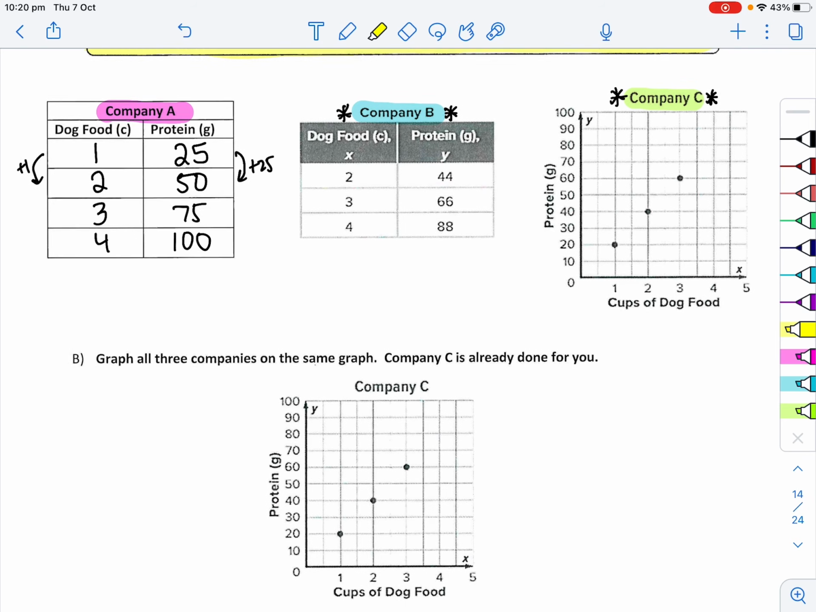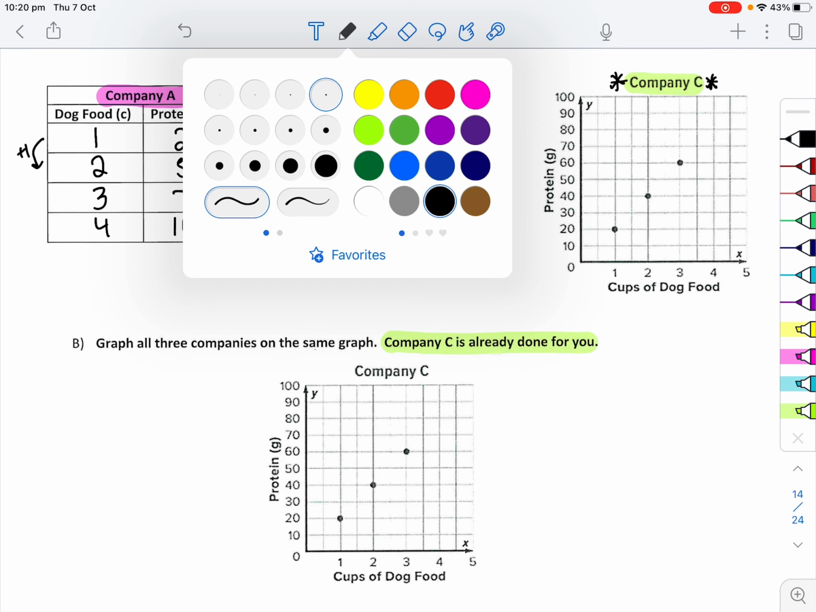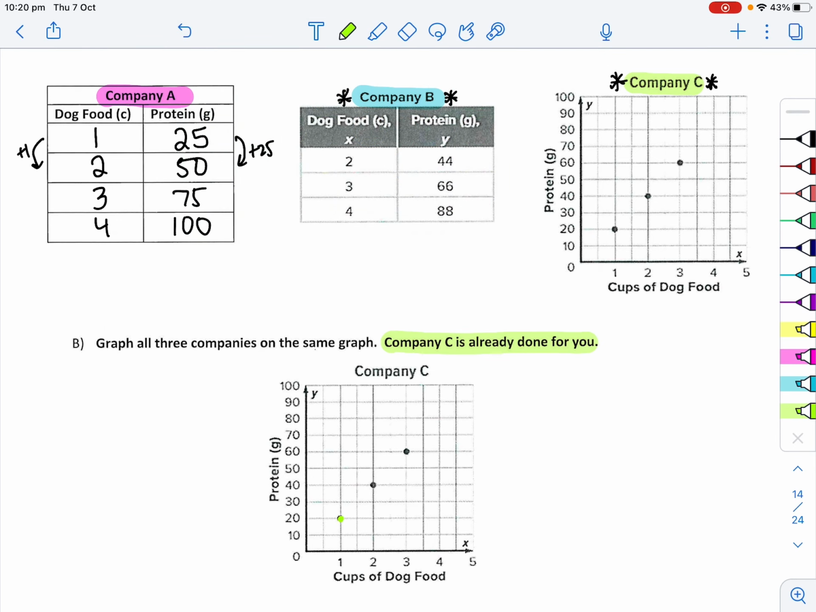So what we're going to do is take all of this information that we already have and graph all three companies on the same graph. Down here, it says that Company C is already done for you. So I'm actually going to go over Company C in green. Company C is this one. I'm going to use a little bit darker green. There we go. I'm going to connect these dots just so I can see how they're connected together, and I'm going to put a little C on it, so I'm going to label it.